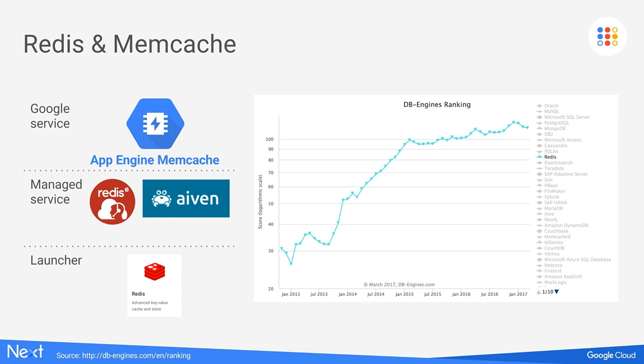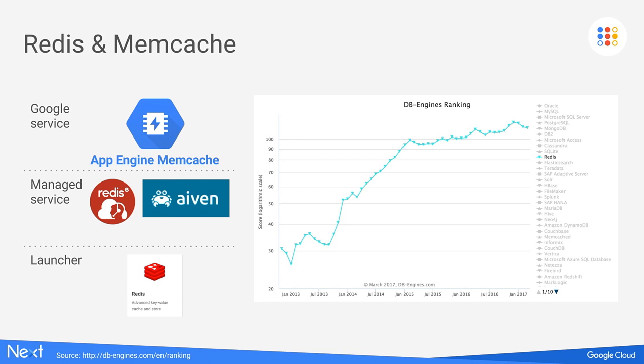And looking now at Redis, we've recently unveiled App Engine Memcache. I think you will continue to see us innovate in this space. We think in-memory databases are important and caching layers are important there. The managed service offerings we have are via partnerships with Redis Labs and again with Aiven, and we've got some representation from Aiven, I think, in the audience potentially today as well. Looking at our launcher space, we've got classic Redis as one of our launcher applications.